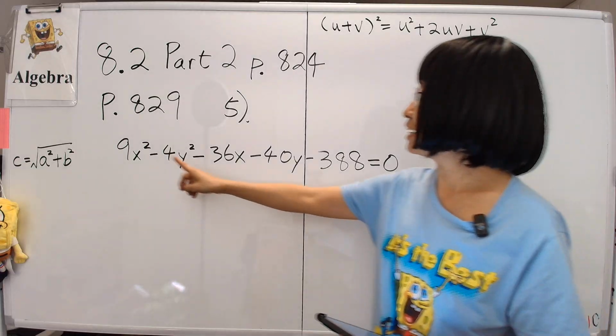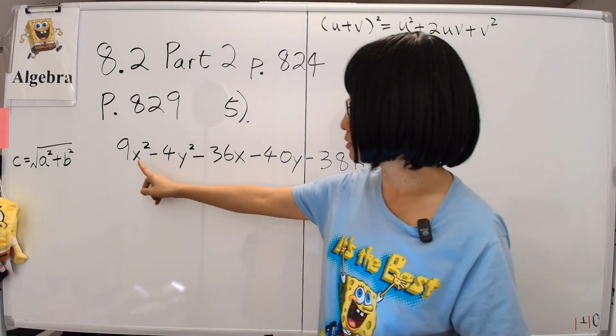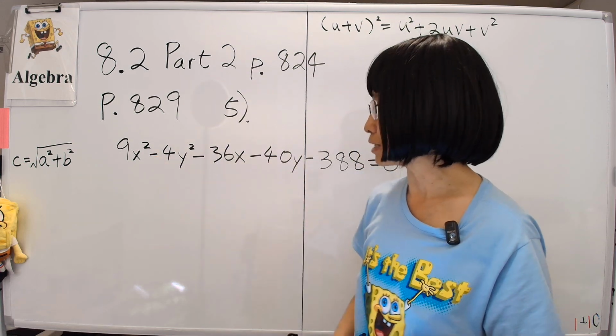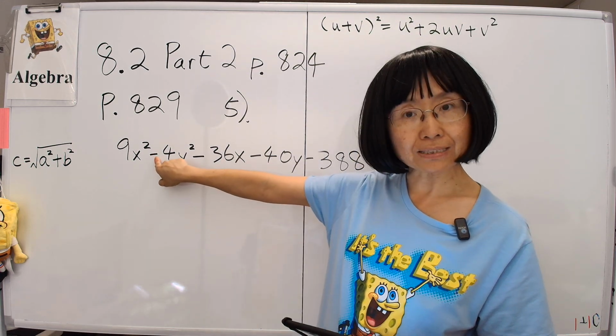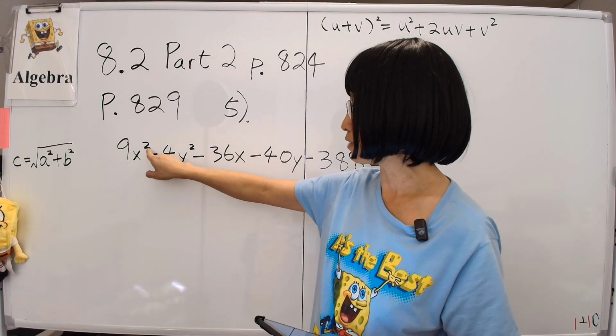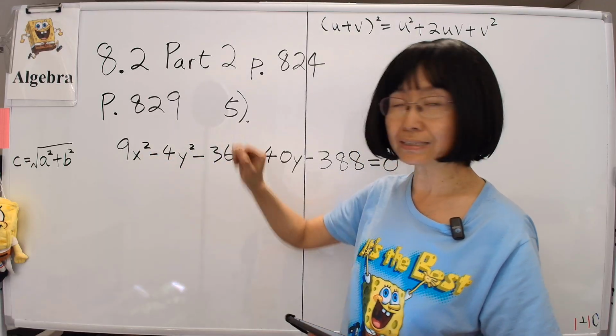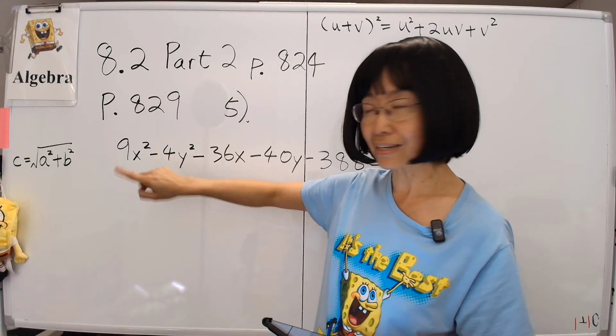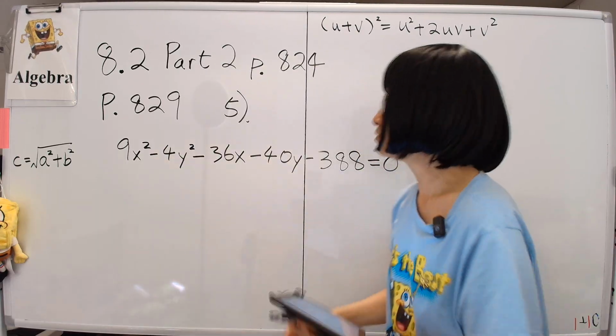Okay, you know it's a hyperbola because, look at this, there's a 9x squared minus 4y squared. If this symbol had been a plus, this would have been an ellipse. We know it's a hyperbola because we have x squared and y squared as the highest powered variables, and there's a minus sign. That is the critical point.